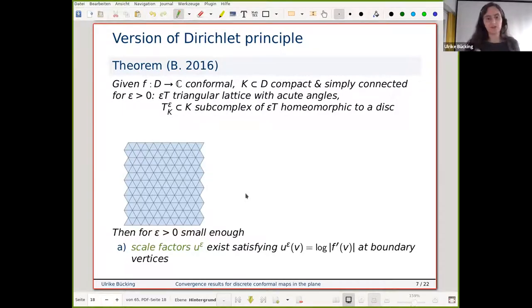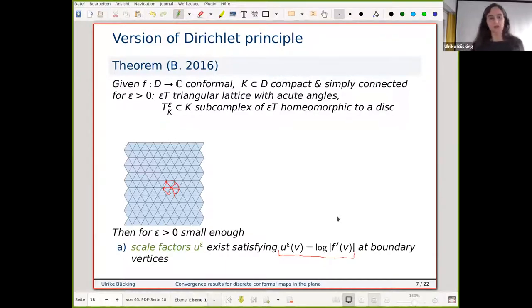How did I do this? So the main idea which I used is the following. At the boundary, we're given this condition, so it's exactly what we have in the smooth case. But for the interior vertices, where we are in search of the right scale factors, let's take also this logarithmic modulus of f prime as a good guess, and then you can take these numbers as scale factors and lay out the triangles around one flower. And then what you observe, if instead of the right values u epsilon, you just take this guess from the given conformal map, is that you have an error, of course, but this error is very small, only of order epsilon to the power of 4 due to the lattice structure.